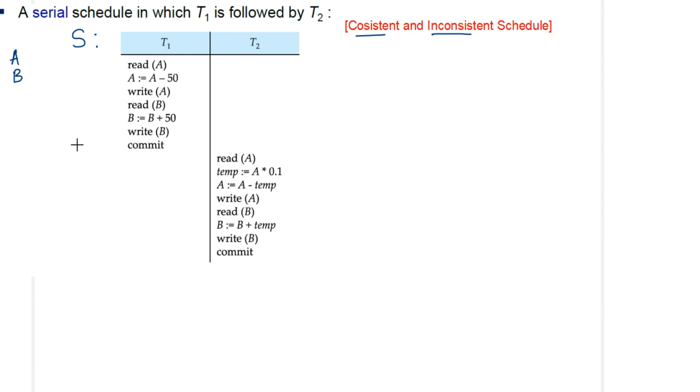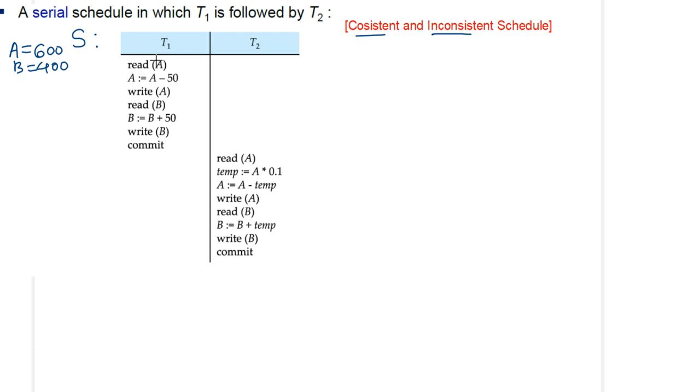So we will check by taking some sample values. Let's say A is equal to 600 and B is equal to 400. So these values we have assumed, A is 600, B is 400. So we'll perform these transactions in sequence.